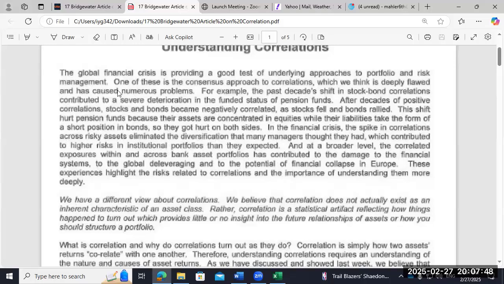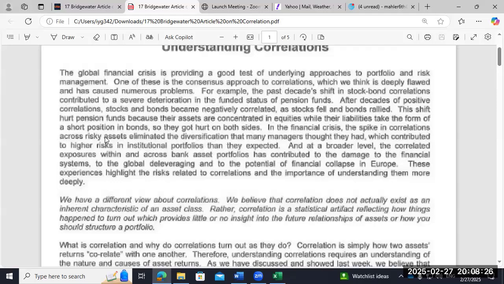We think is deeply flawed and has caused problems. The past decade shift in stock-bond correlations contributed to severe deterioration in the funding status of pension plans. We've seen that. After decades of positive correlation, stocks and bonds became negatively correlated as stocks fell and bonds rallied. This shift hurt pension plans because their assets are concentrated in equities while their liabilities. That sounds familiar, doesn't it? Why is that such a big deal? Well, the stocks and bonds are negatively correlated. So stocks are falling and bonds are going up. What are the liabilities? They're essentially negative bonds. So they're also going up when stocks are going down.